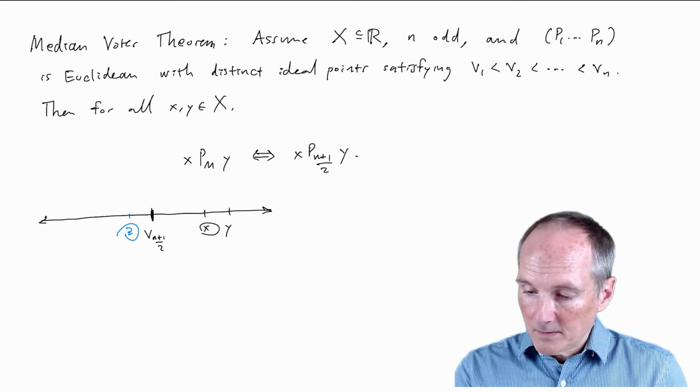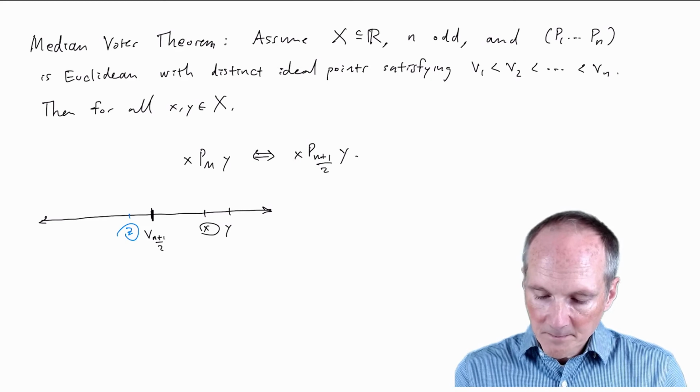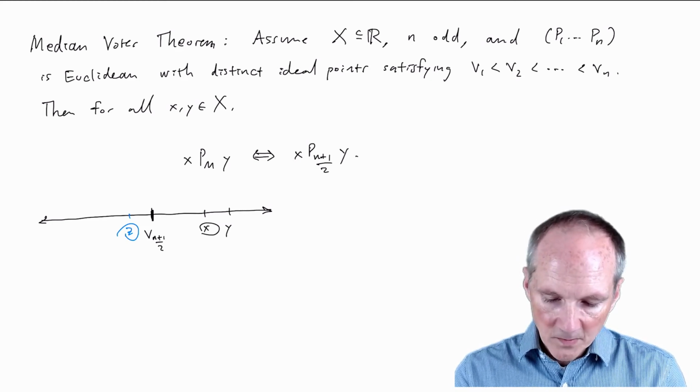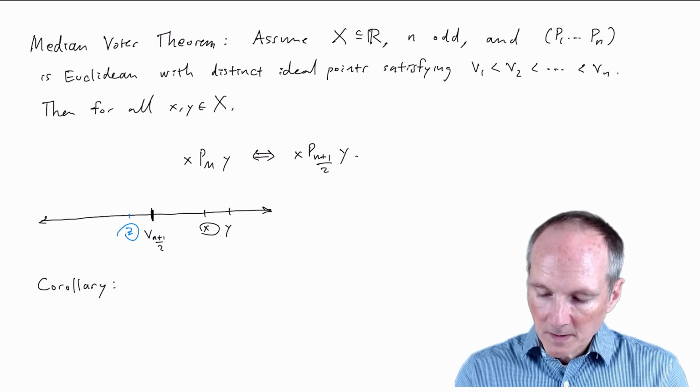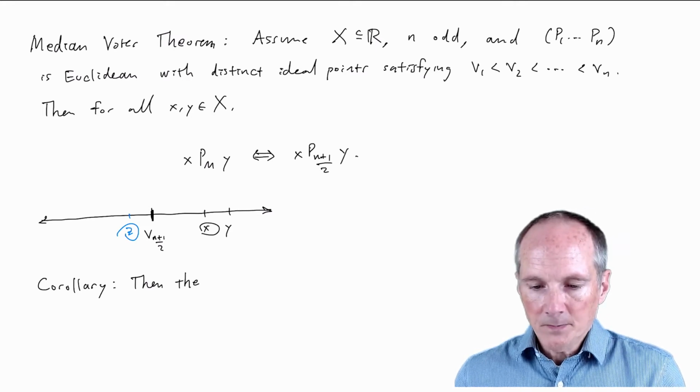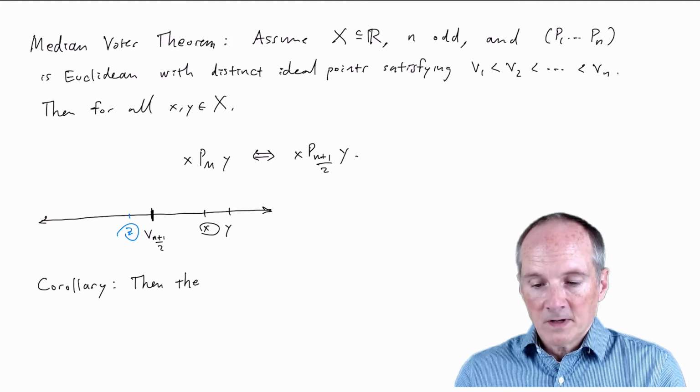And then obviously, and so we'll call this a corollary. Under these assumptions, I won't write them all out again, the median voter's ideal point beats every other alternative. Okay, and we called that a Condorcet winner.